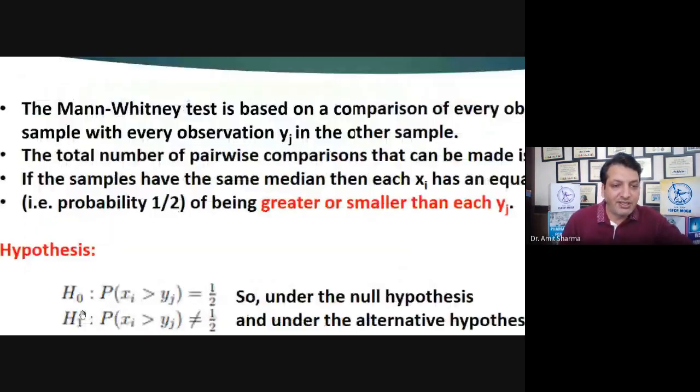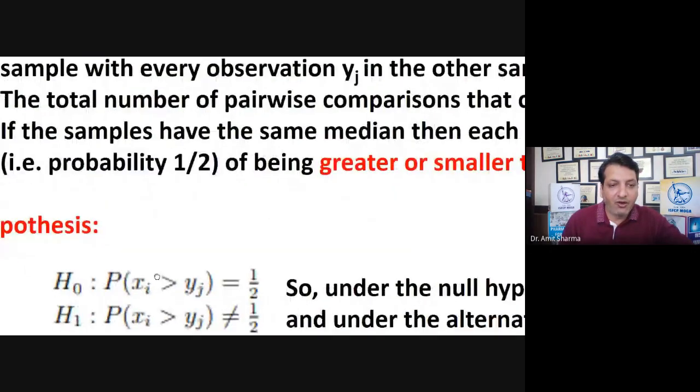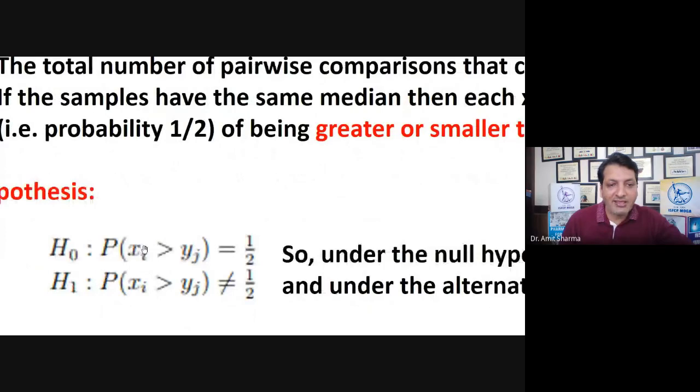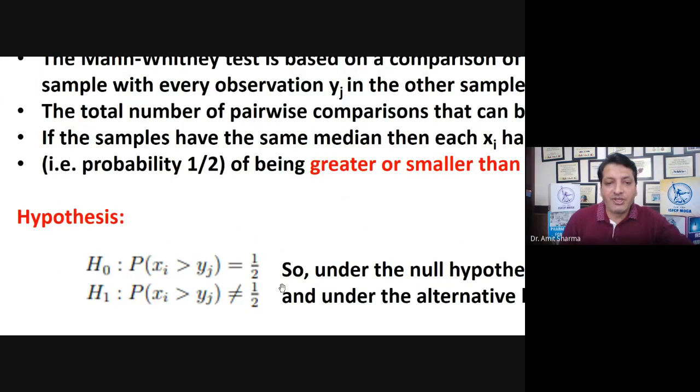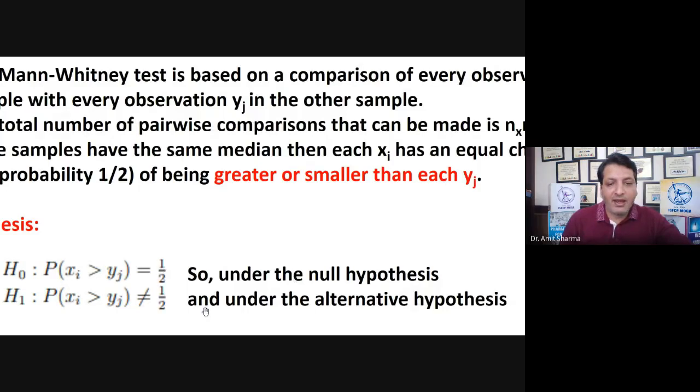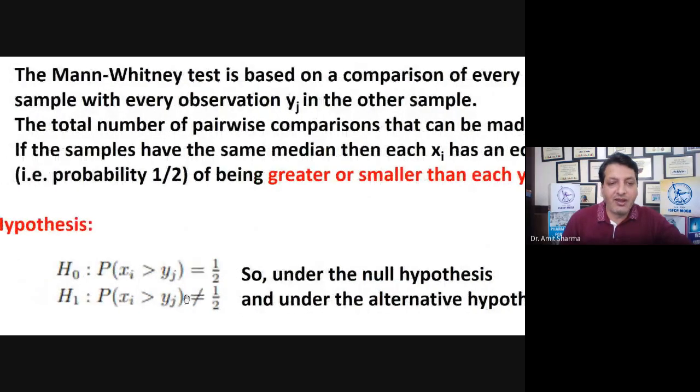The null hypothesis says the probability of x is less than y is equal to half, whereas the alternative hypothesis says the probability of x more than y is not equal to half. Clear? So under the null hypothesis we can assume this, and under the alternative hypothesis we are assuming this.